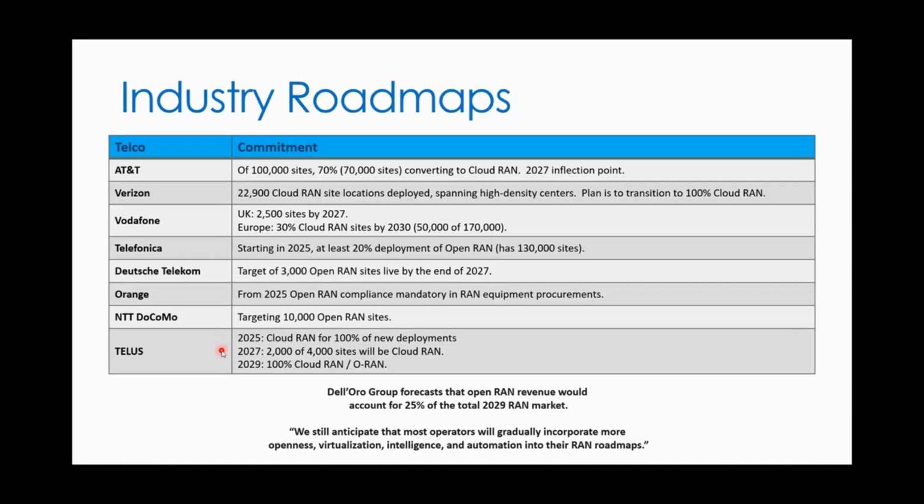So TELUS is actually quite far ahead and is one of the leaders in the world shifting to this Cloud RAN, Open RAN model. Various industry groups are predicting 25-30% of RAN deployments will be Cloud RAN by that 2029 timeframe. And they're seeing basically a steady shift to more open, virtualized, automated type networks.